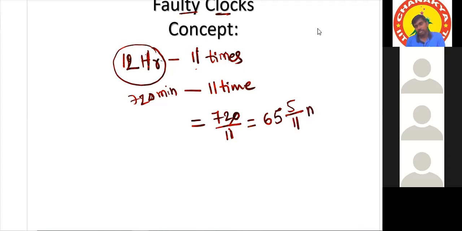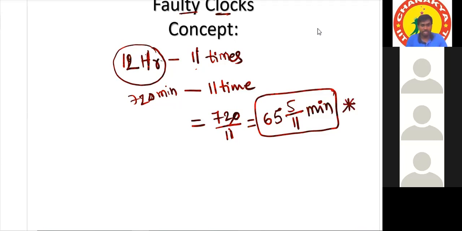65 5 by 11 minutes. So this is the time gap between two successive meetings in a clock. You can remember this point also. This question can be asked directly: What is the time gap between two successive meetings in a clock? 65 5 by 11 minutes.